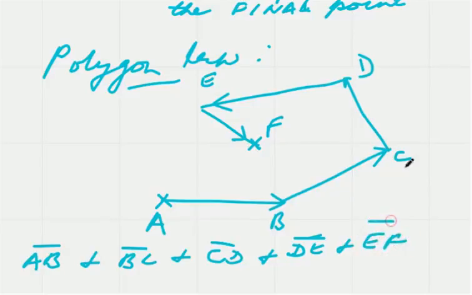Now we want to obtain the sum of all these vectors. So we start from A. Our initial point is A. And the final point after all the vectors have been arranged, F is the final point.